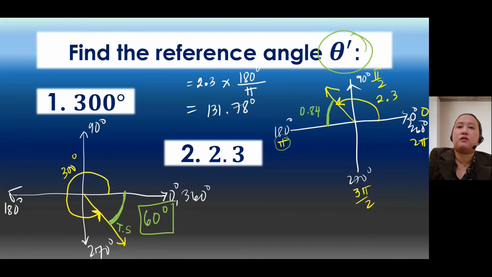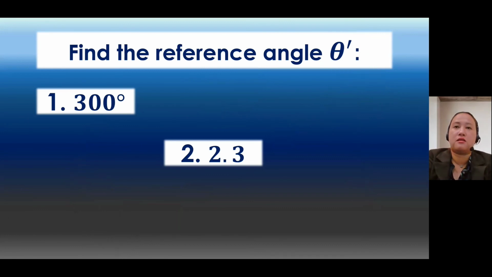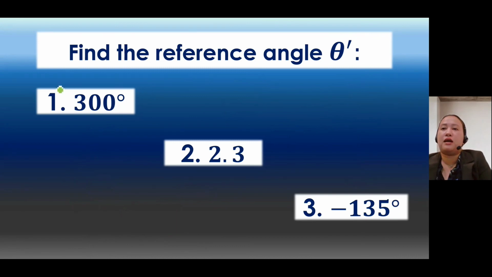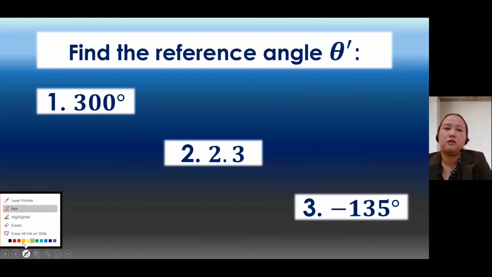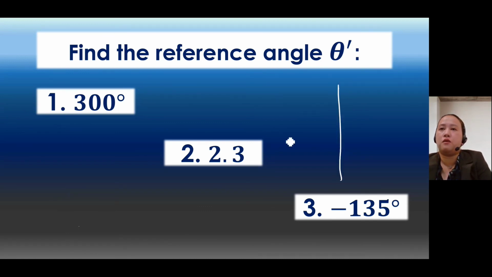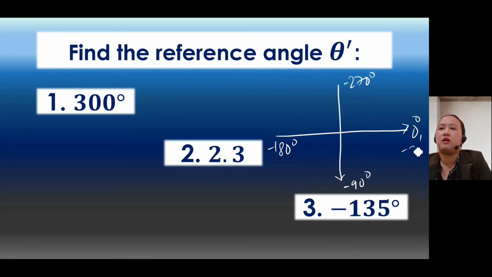So the next one, I'll just remove the writings. Okay. So the next one is negative 135. The negative 135 degrees, if you are going to graph it, that is negative. So it means that we have your 0. Negative is clockwise: negative 90 degrees, negative 180 degrees, negative 270 degrees, and then this one is negative 360 degrees. So we need the negative 135.